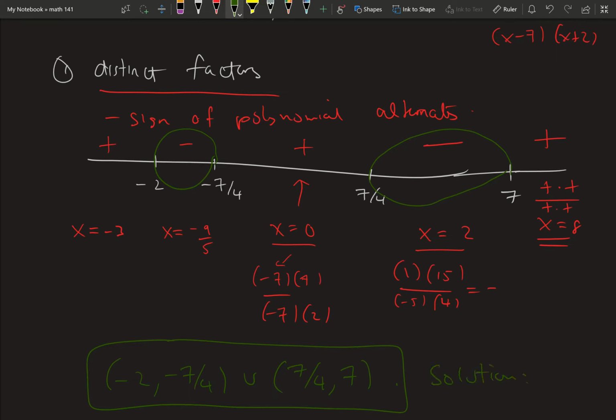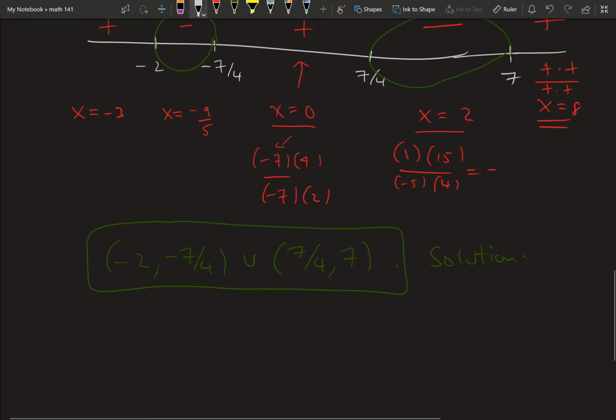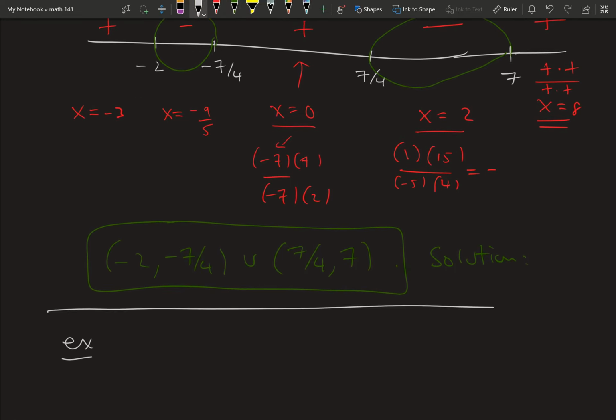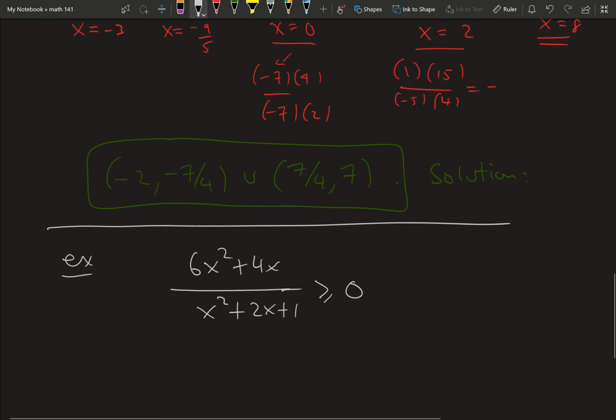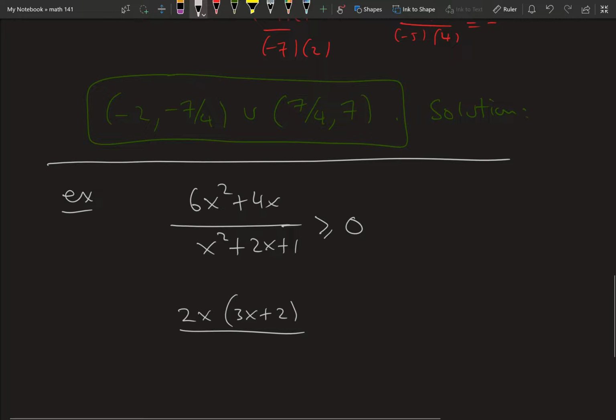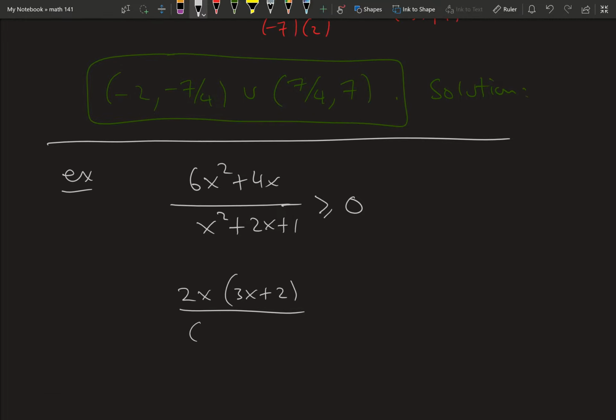Okay. We'll do one last example here, and then we will conclude this video. The last example is (6x squared plus 4x) divided by (x squared plus 2x plus 1), and we want this to be greater than or equal to 0. So how do we factor this? On the top, we can take out a 2x. We get 2x(3x plus 2) divided by (x plus 1)(x plus 1).